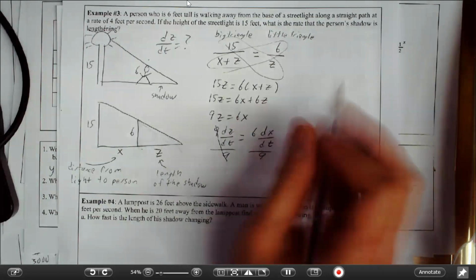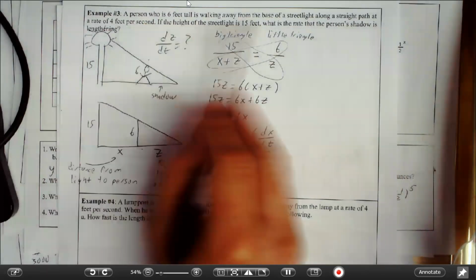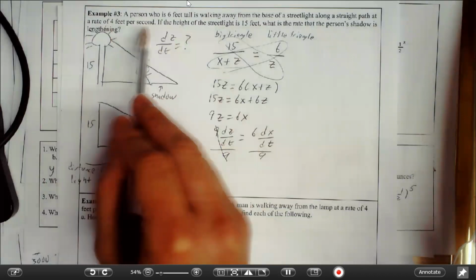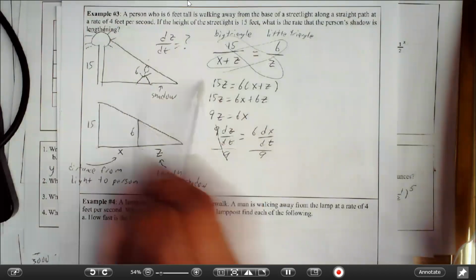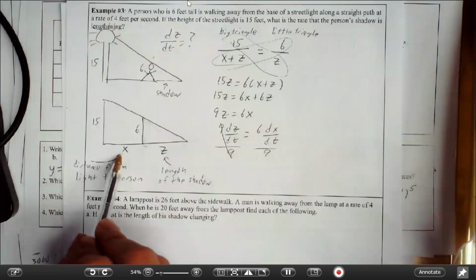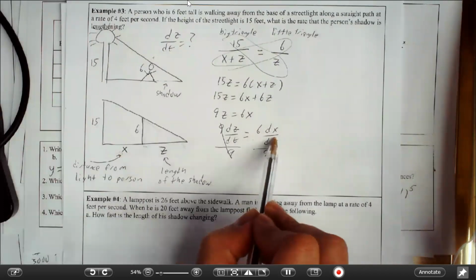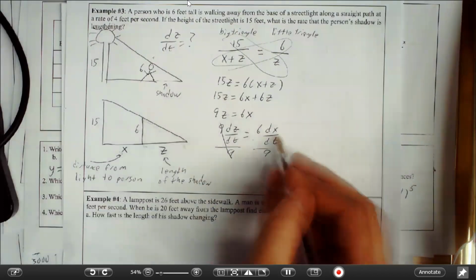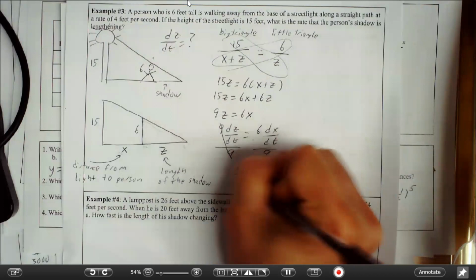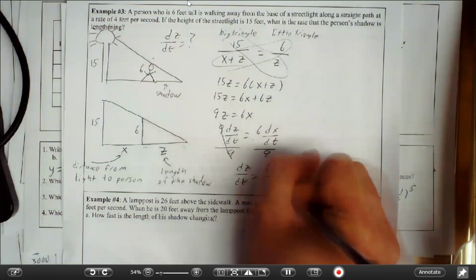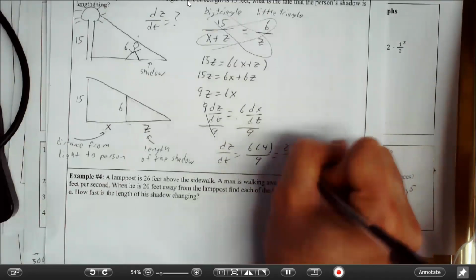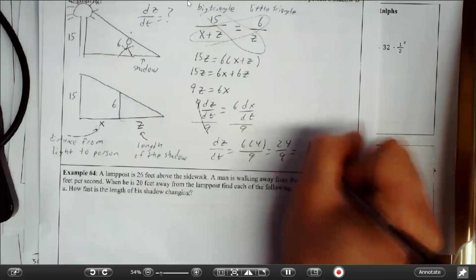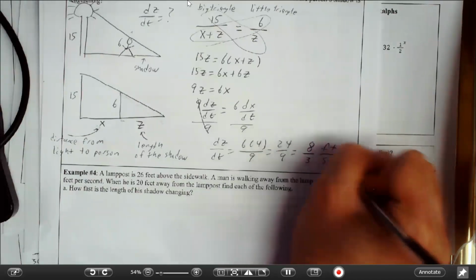So dx dt, it says a person is walking at a rate of 4 feet per second. Now, is the person walking away from the light or towards the light? Away. So if they're walking away from the lamp, is x getting bigger or smaller? Bigger. So dx dt is going to be positive, right? And so the 4 feet per second is our dx dt. So our dz dt is 6 times 4 over 9. And I get 24 over 9, which can reduce to 8 over 3 feet per second.